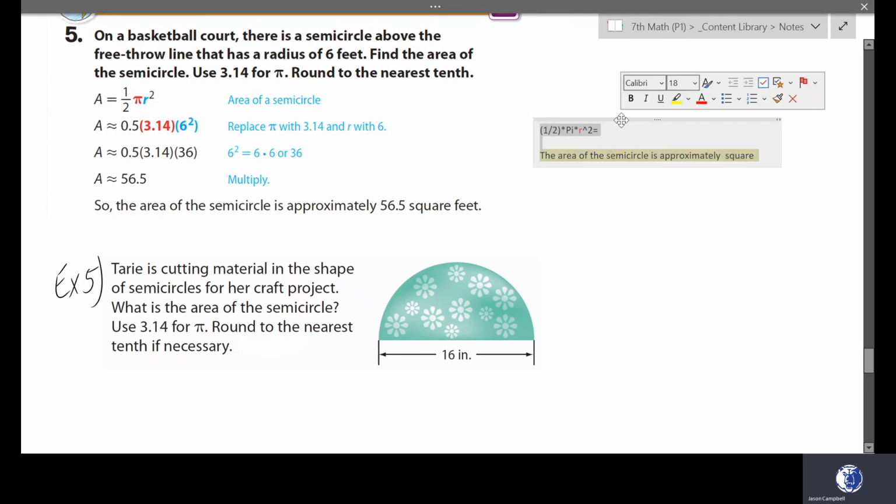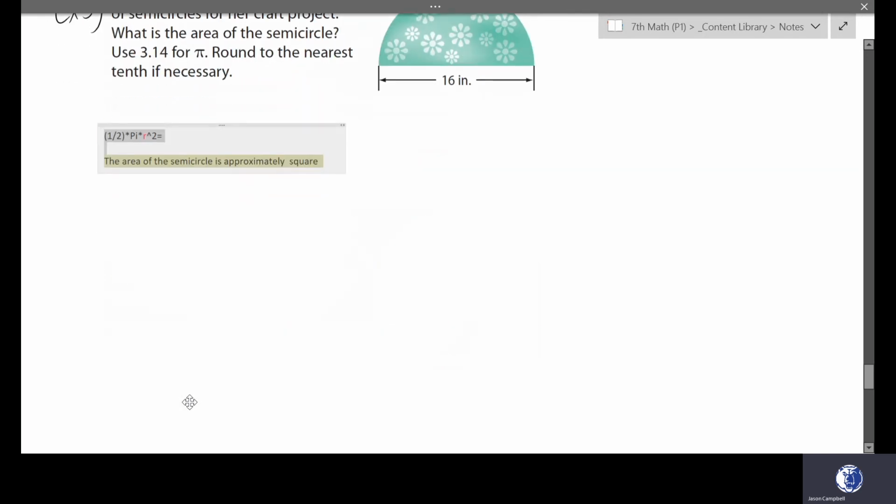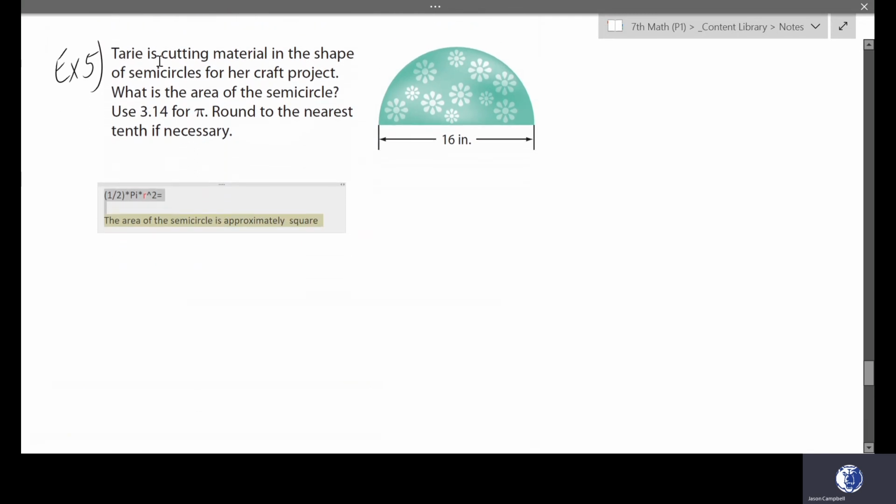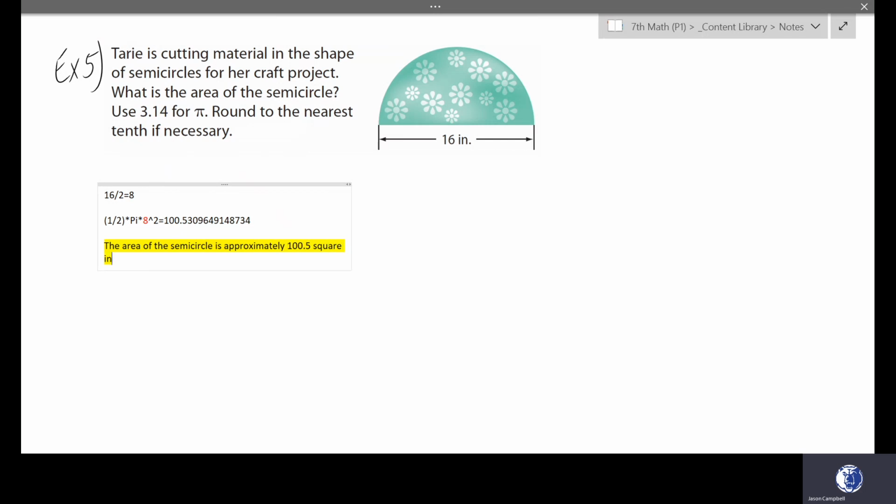So same formula, we're going to go ahead and use it down here in our example 5, which says Terry is cutting material in the shape of semicircles for her craft project. What is the area of the semicircle? Use 3.14 for pi and round to the nearest tenth if necessary. So it looks like we have a diameter of 16. 16 divided by 2 gives us a radius of 8. If I plug 8 in for the radius of our equation, that gives me an area of 100.5. The area of the semicircle is approximately 100.5 square inches.